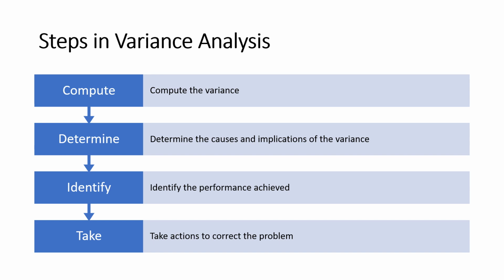Okay, so what you can see, these are the steps in variance analysis. The first step is to compute the variance. The second is to determine the causes and implications of the variance. Then you need to identify the performance achieved, and last but not least, take actions to correct the problems.